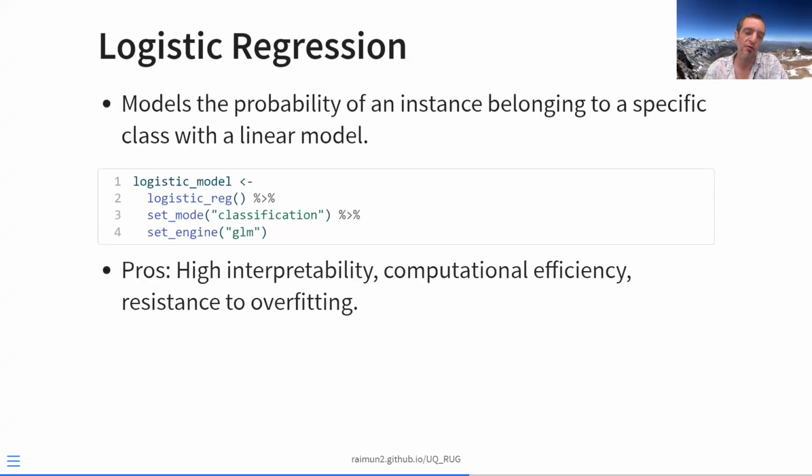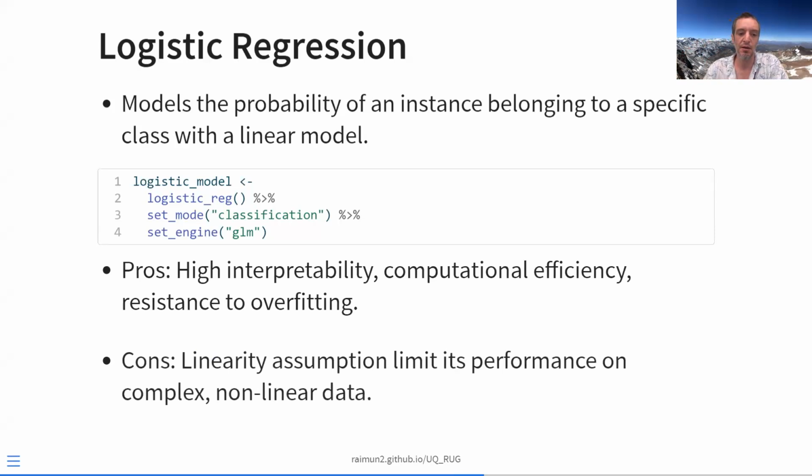So it also has high interpretability, is very efficient computationally, and has strong resistance to overtraining. And the main cons, the main con is the linearity assumption. So when we're dealing with nonlinear data, it can be a problem.